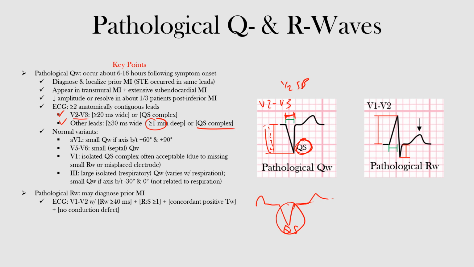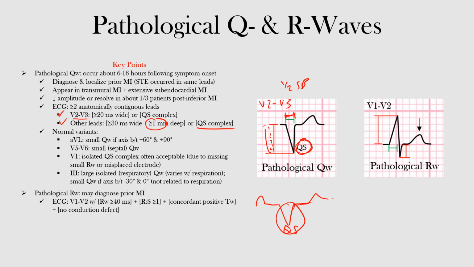Lead 3 sometimes can have a large isolated Q wave, which is referred to as a respiratory Q wave and varies in amplitude with respiration. Lead 3 may also have small Q waves unrelated to respiration in individuals with an electrical axis between negative 30 degrees and 0 degrees. Okay, so probably more than you needed to know, but it doesn't hurt to be aware of some of these normal variants.